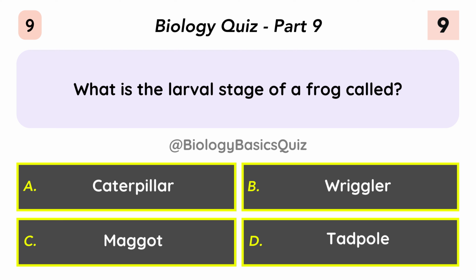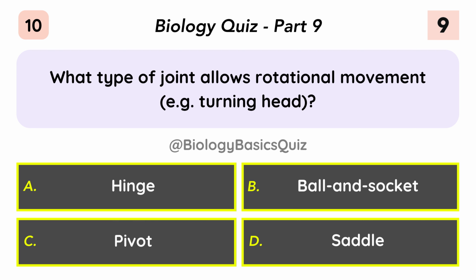What is the larval stage of a frog called? Tadpole. What type of joint allows rotational movement? Pivot.